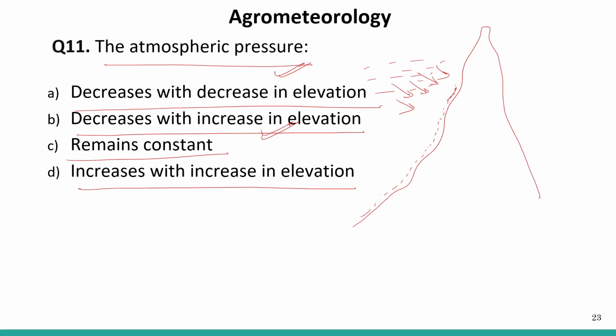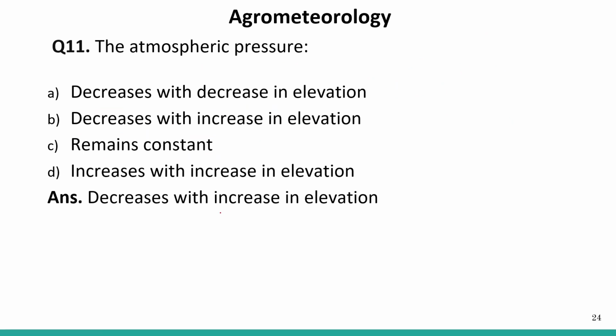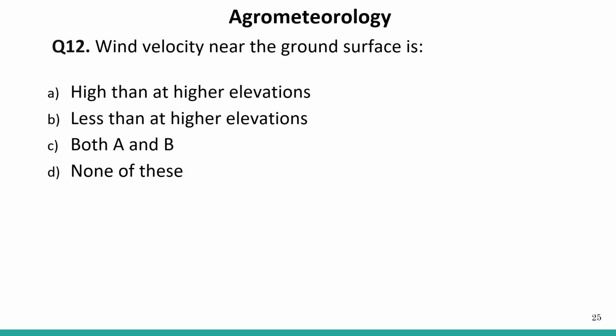So when we go higher in the atmosphere, we find that atmospheric pressure decreases. So the correct answer is decreases with the increase in elevation. Next question. Wind velocity near the ground surface is higher than at the higher elevation, less than at the higher elevation, and both A and B, or none of the above.